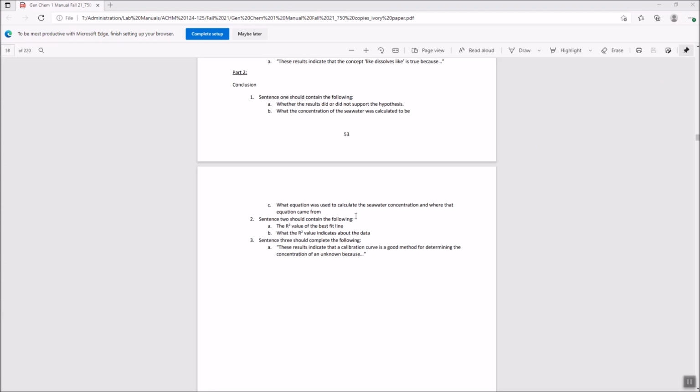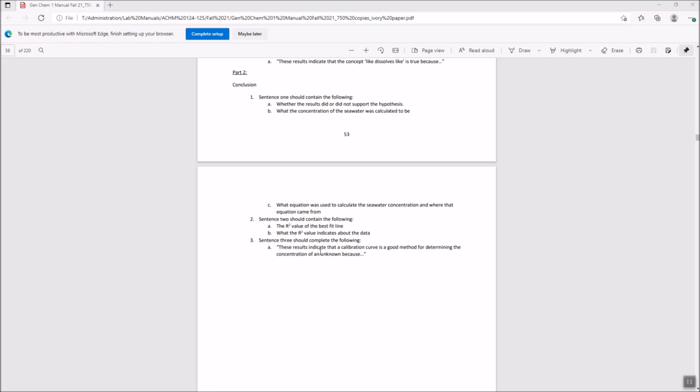Next, sentence 2 should contain the following. The r squared value for the line of best fit, which was 0.9982. This indicates that the curve fit the data well because it was 0.99 or better. Note that if it's way far away from 1, like 0.92, then you're going to want to check your data, not simply write what's wrong with the r squared. So make sure that you check in with the TA if your r squared isn't very close to 1, if it's not 0.99 or closer to 1.